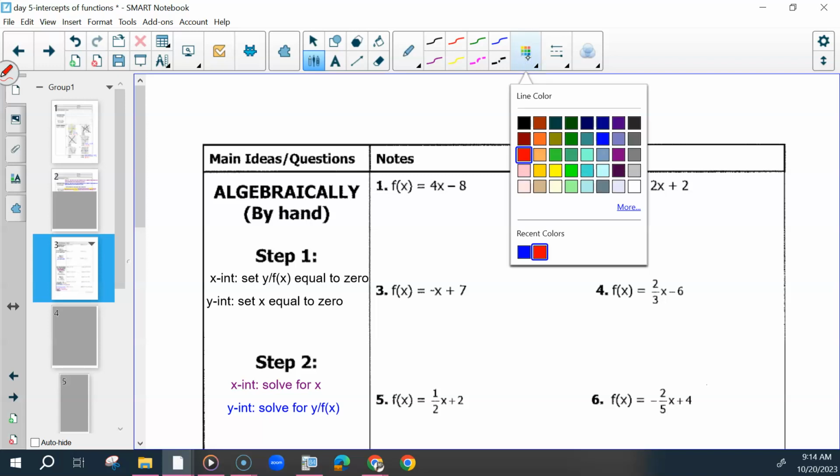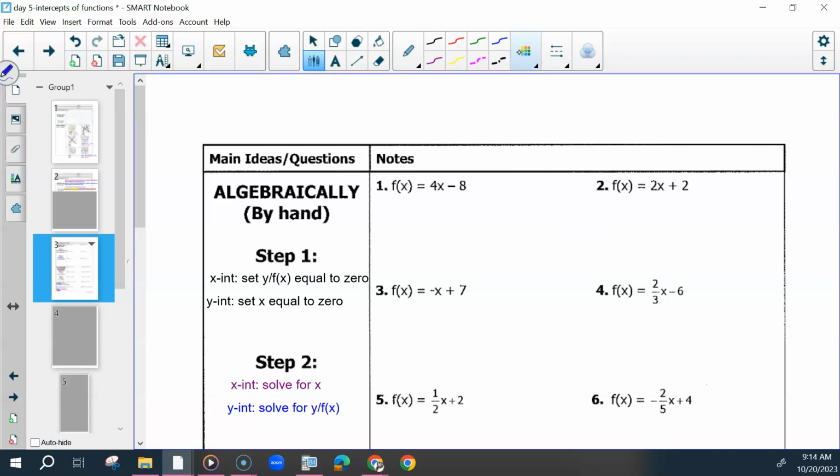Okay, now I'm going to show you how to do this algebraically. So first, f of x is the same thing as y. F of x is more for functions, y is more for equations, but they're interchangeable. So if you wanted to rewrite this as y equals 4x minus 8, you could. You don't have to, but you can. If we are solving for an x-intercept, our y value has to be 0. So I'm going to take y, replace it with 0, and then I'm just solving for x.